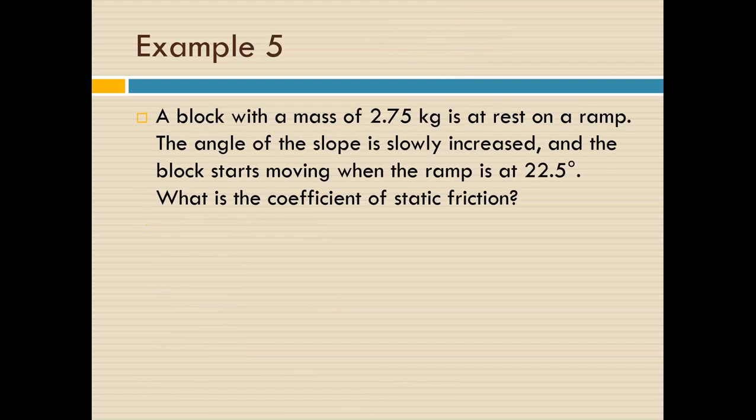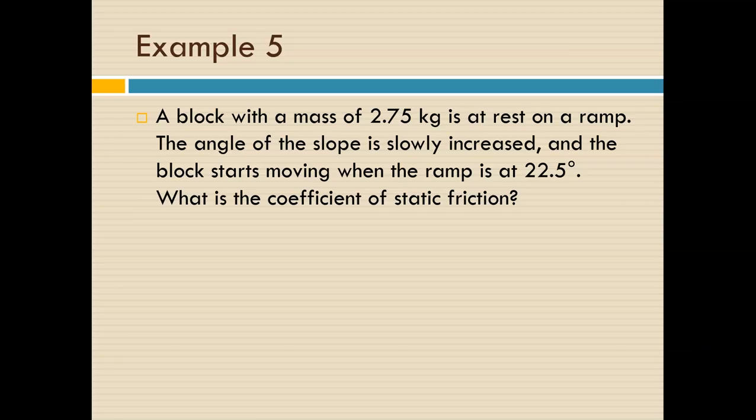Let's try example number 5. Here it gets a little bit more interesting. We have a block with a mass of 2.75 kilograms at rest on a ramp. The angle of the slope is slowly increased and the block starts moving when the ramp is at 22.5 degrees. What is the coefficient of static friction?